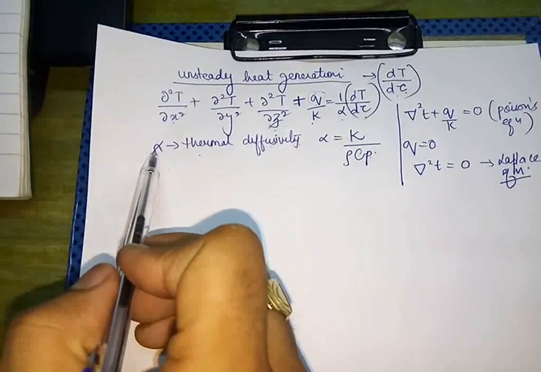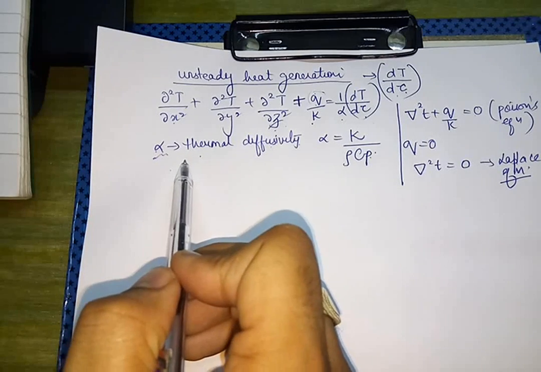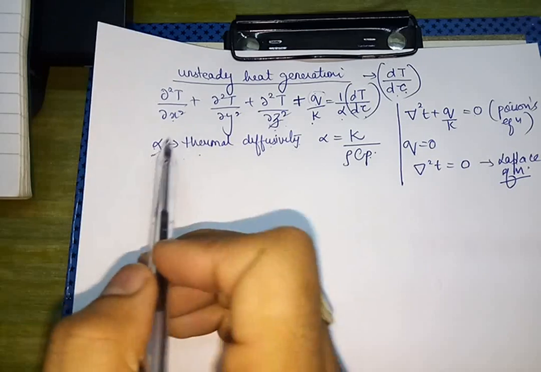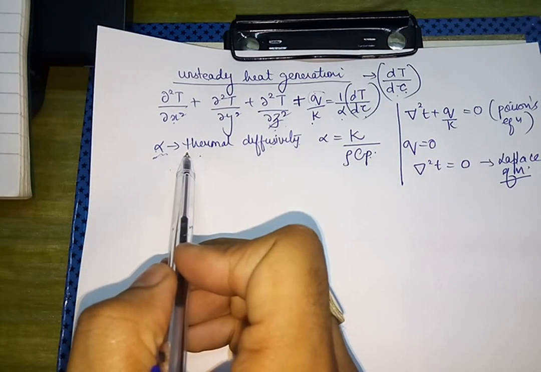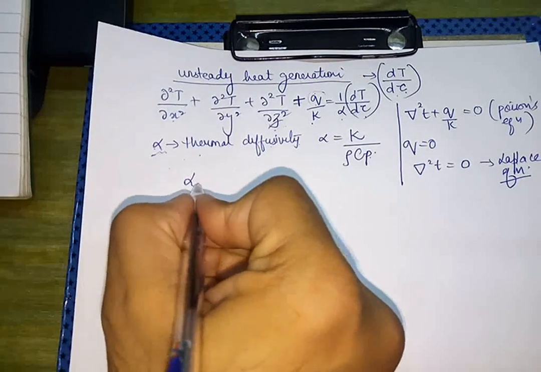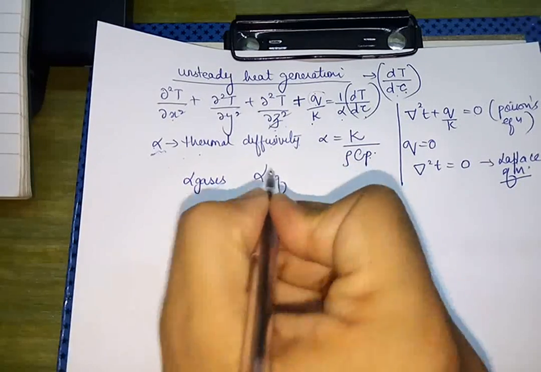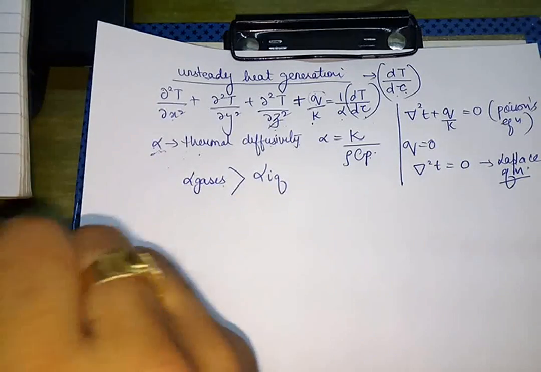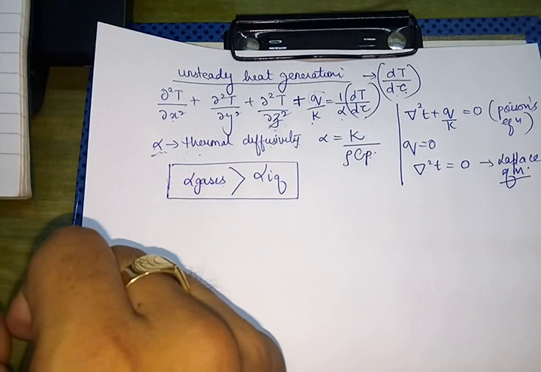So if we discuss alpha, alpha is the property which tells us how fast the heat is being diffused into some material. It also tells us about the ability of the material to diffuse the heat energy more rapidly. If we compare alpha of the gases and alpha of the liquids, then definitely we will find that the ability of the gases will be much more as compared to that of the liquids.